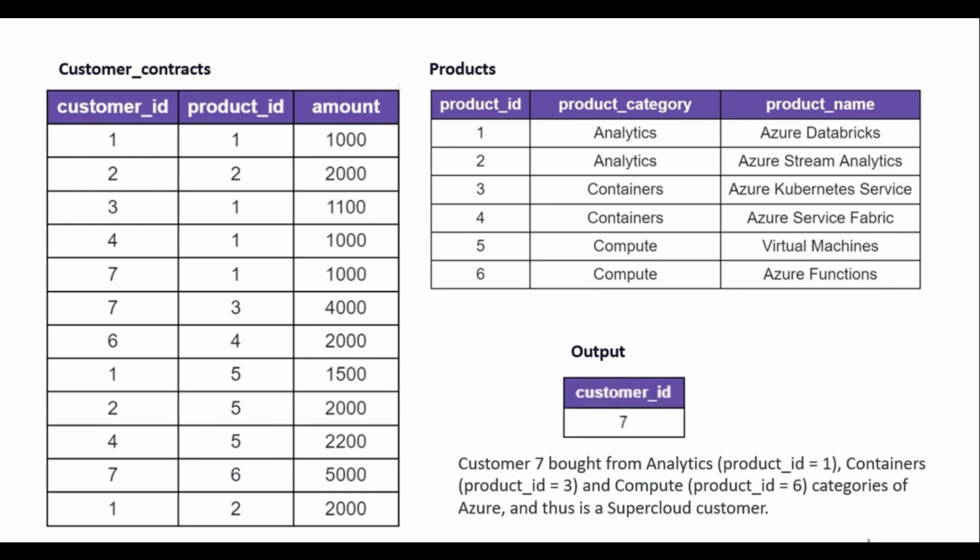So the super cloud customer is the only one who satisfies the condition we already mentioned: it should have purchased at least one product from each product category. That customer is said to be the super cloud customer, just for clarification in case you got confused about the term. So I hope you understood how it has been calculated.